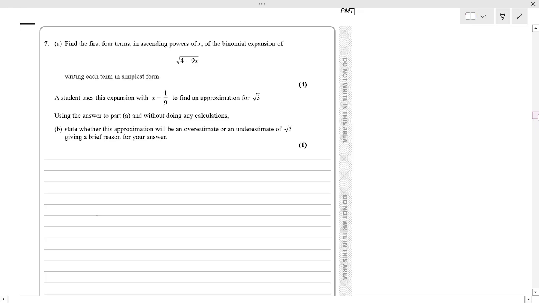Question 7. Again, I'm not going to go too much into this, but again, I'll bring that up. Actually, it's going to skip it, isn't it?